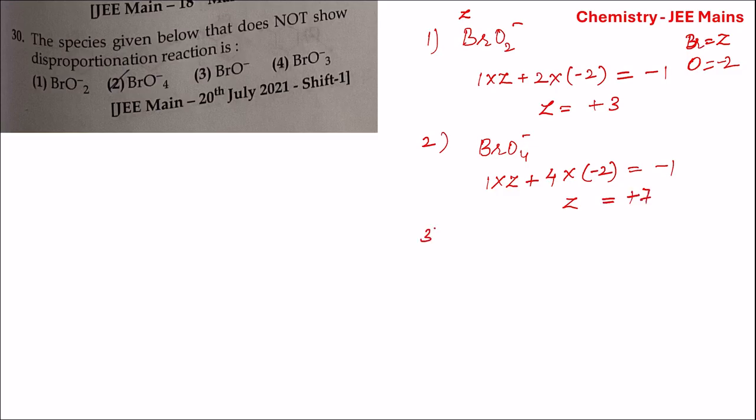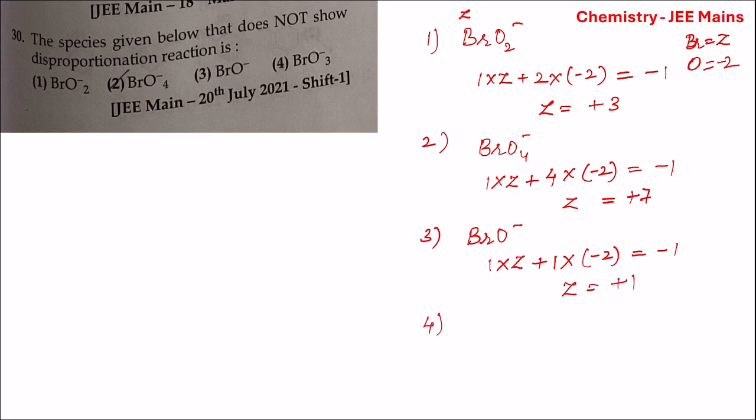In the third option, BrO minus, the number of bromine atoms 1 multiplied by the oxidation number of bromine, that is Z, plus the number of oxygen atoms 1 multiplied by the oxidation number of oxygen, that is minus 2, and this is equal to minus 1. So Z is equal to plus 1.